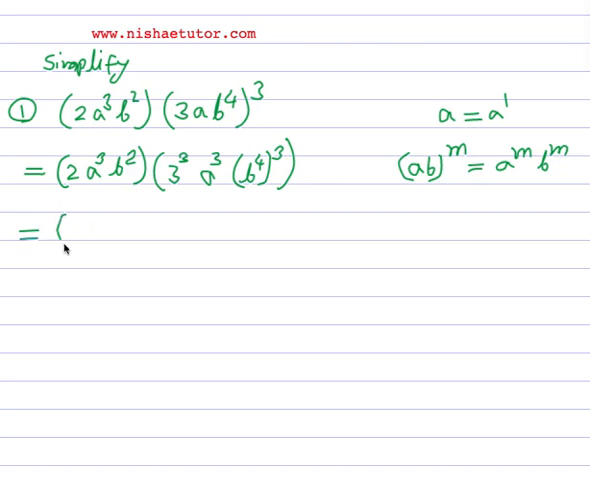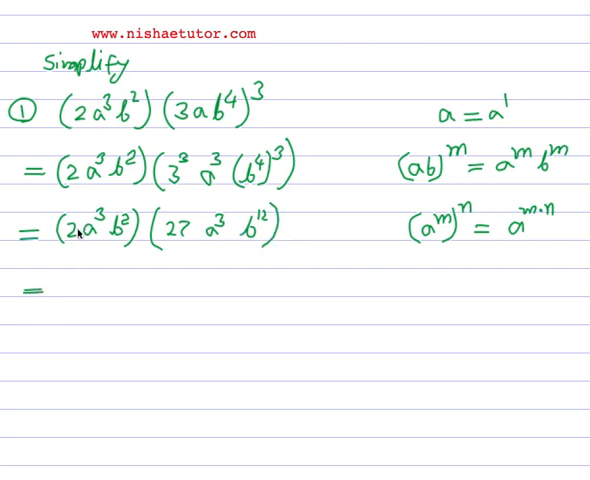Now the first parenthesis, write as it is. 3 to the power 3, which is 27, a to the power 3, and here we will apply this law: a to the power m to the power n means power to the power, so powers will be multiplied. So here power 4 and here power 3 we can multiply, so 4 times 3, which is 12.